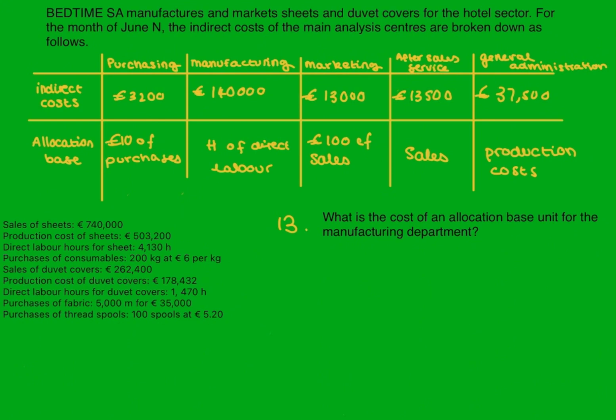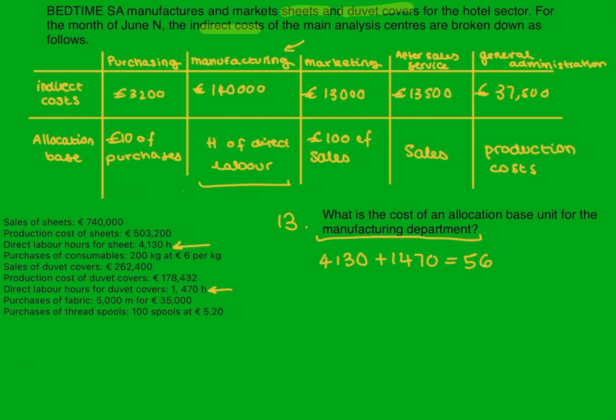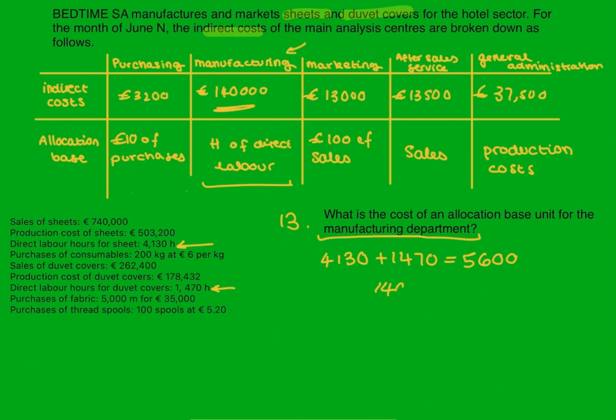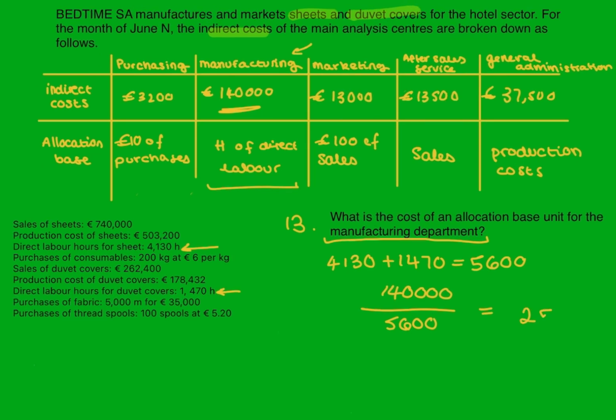Question 13. So, Bedtime Essay manufactures sheets and duvet covers for the hotel sector. For the month of June N, the indirect costs of the main analysis centers are broken down as follows. You have all of this, and then you have the sales, the production, direct labor hours, and purchases of each sheets and duvet. The question is asking you, what is the cost allocation base unit for the manufacturing department? So we look at the manufacturing department and we look at the hours of direct labor. So 1,470 and 4,130. You add them together to get your total hours of direct labor, which is equal to 5,600. From here, you take your indirect cost from manufacturing, which is 140,000, and you divide it by 5,600, which is equal to 25 euros.